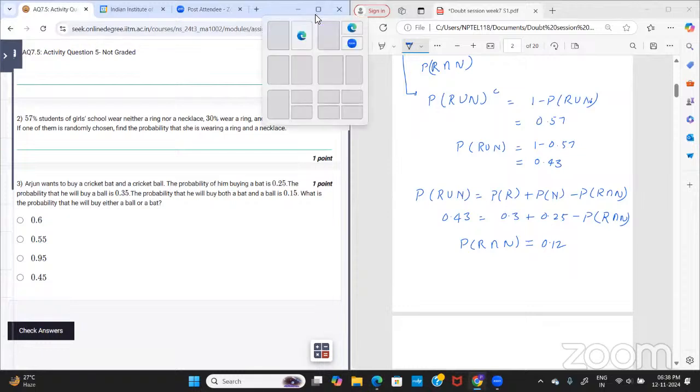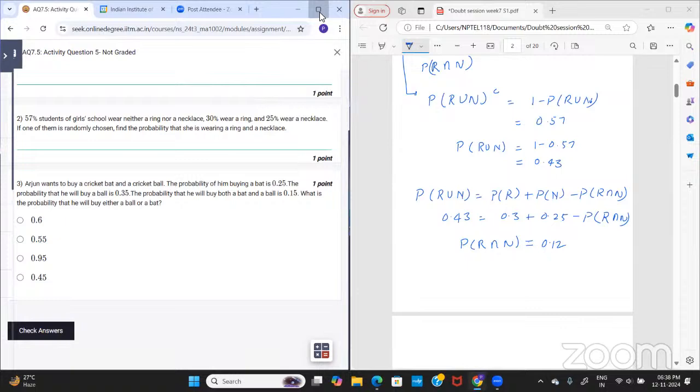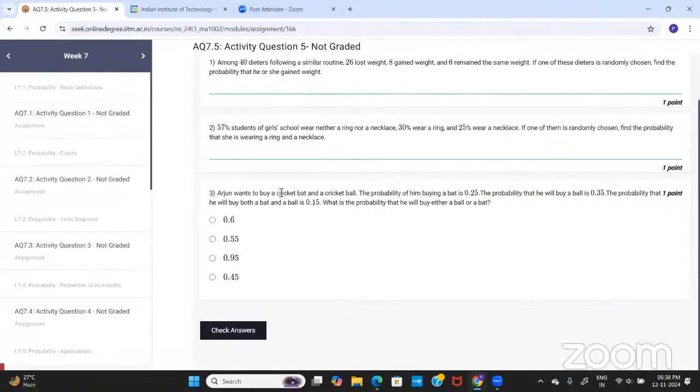Ma'am, don't snap it multiple times. Every time it will reload itself. I mean, resizing the window reloads it. It's a JavaScript error, I think, in the portal.